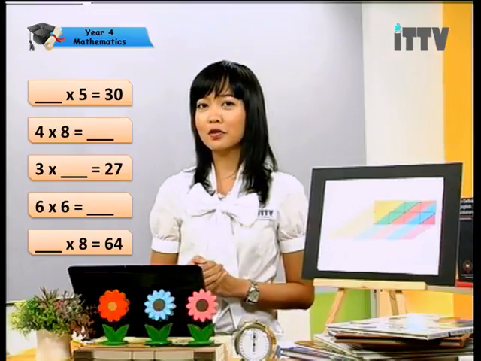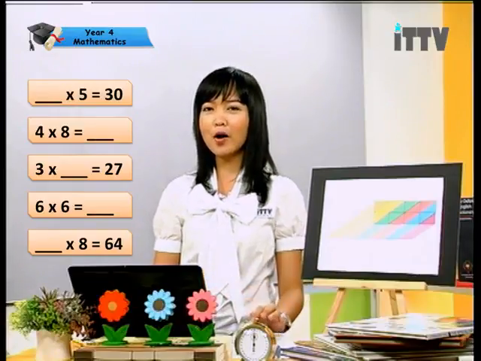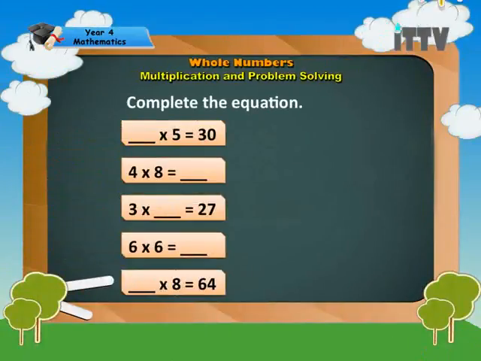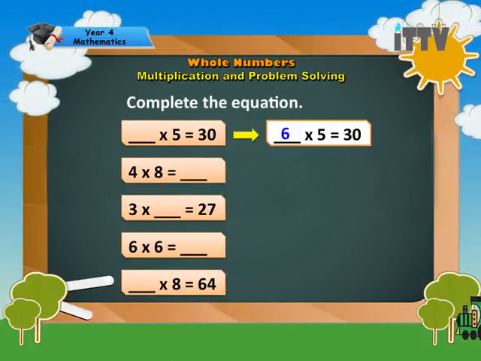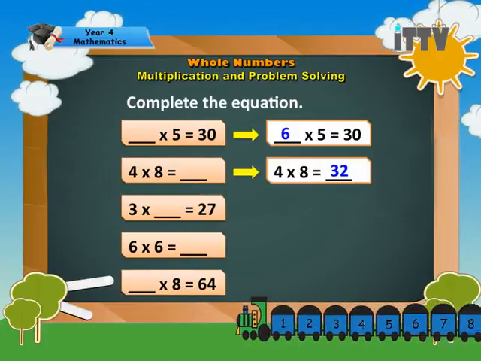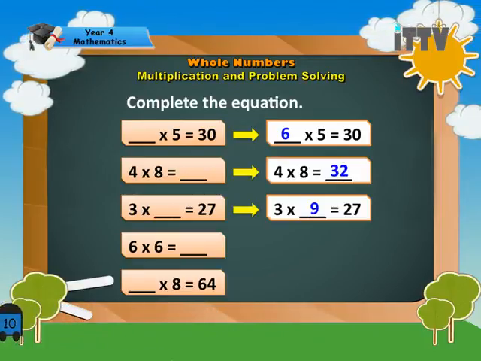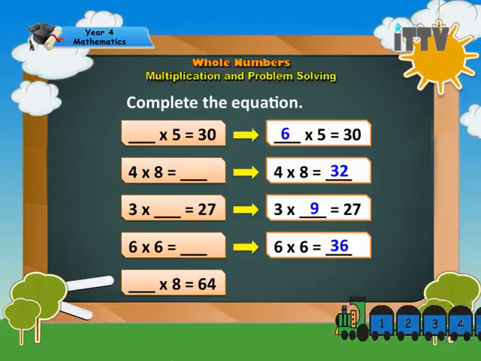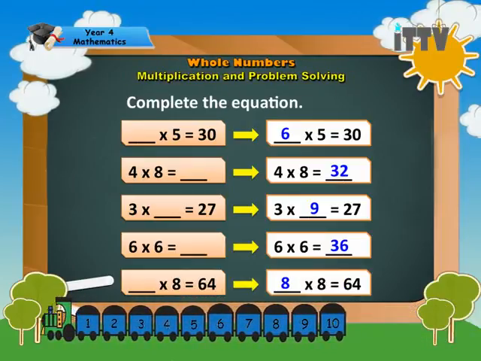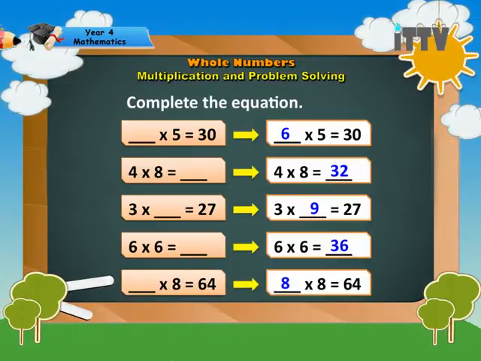Now, I have the answers with me. Let's check if you have gotten all of them right. Okay, let's see if you can remember all the multiplication facts or not. Now, let's check the answers. 6 times 5 equals 30. The second one, 4 times 8 equals 32. And the third one, 3 times 9 equals 27. The missing number is 9. And for the next one, 6 times 6 equals 36, of course. And 8 times 8 gives us 64.